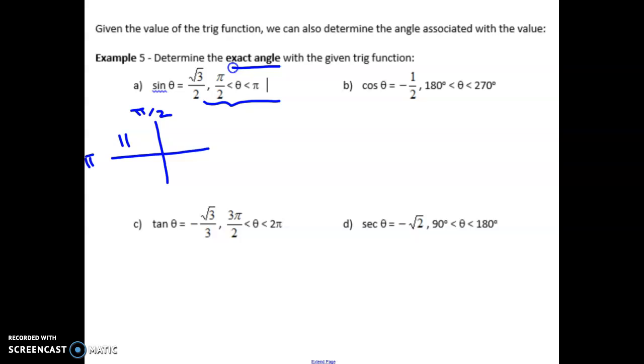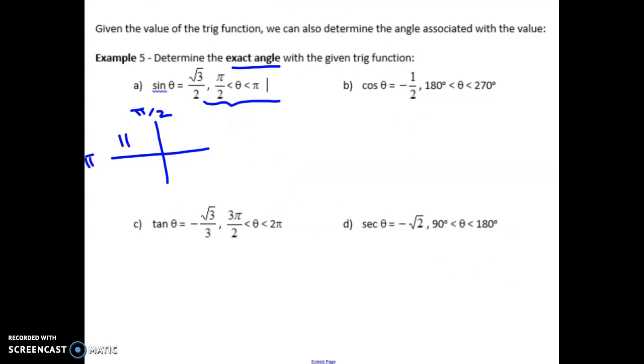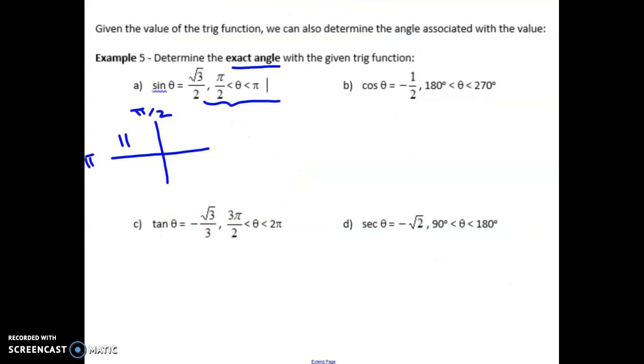We're finding the angle where sine is root 3 over 2. So when I look here, sine, remember sine is y. So I see that sine is root 3 over 2 right there. And again, the question is going to tell you if you want radians or degrees based on the domain. So here my domain is in radians, which means your answer also needs to be in radians. So I look at this, the radian measure was 2 pi over 3. So my answer for this is that theta equals 2 pi over 3. So the angle is 2 pi over 3, where sine is root 3 over 2.